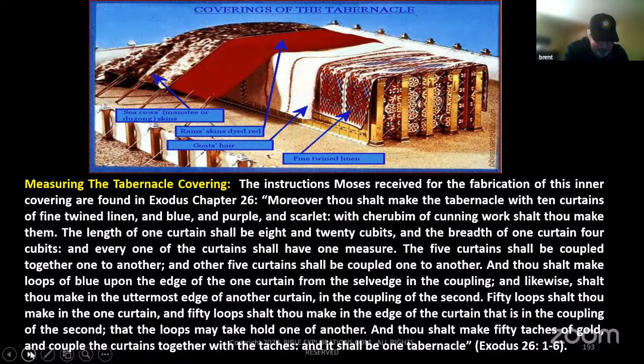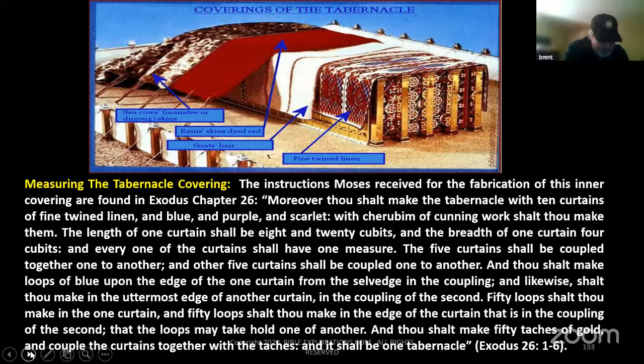"The 5 curtains shall be coupled together one to another, and the other 5 curtains shall be coupled one to another." So you've got 10 curtains altogether, but half of them are put together, and the other half of them put together, and then those 2 halves are joined to make one curtain. "Thou shalt make loops of blue upon the edge of one curtain for the selvage in the coupling, and likewise shalt thou make the uttermost edge of the other curtain in the coupling of the second." So those 2 sections of 5 curtains are joined together by these couplings.